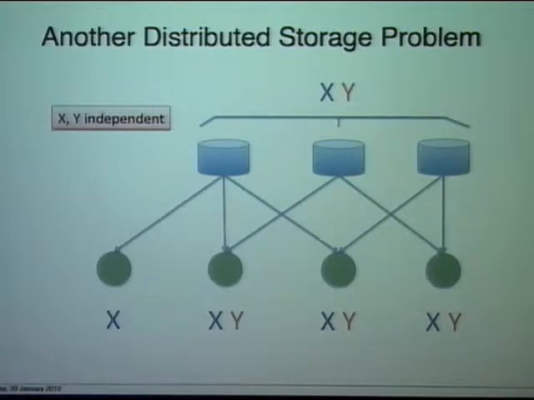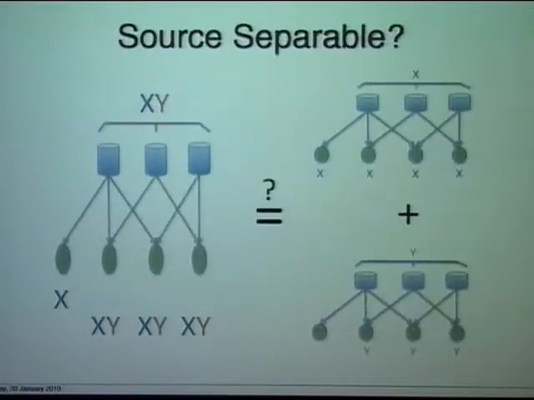The other nodes, for example, this node can recover x from here and y from here. This node can recover x from here, and upon knowing x plus y, it can also reconstruct y. Okay, so it's a very simple solution, but that's not the end of the story. It turns out that this is only the beginning of the story.